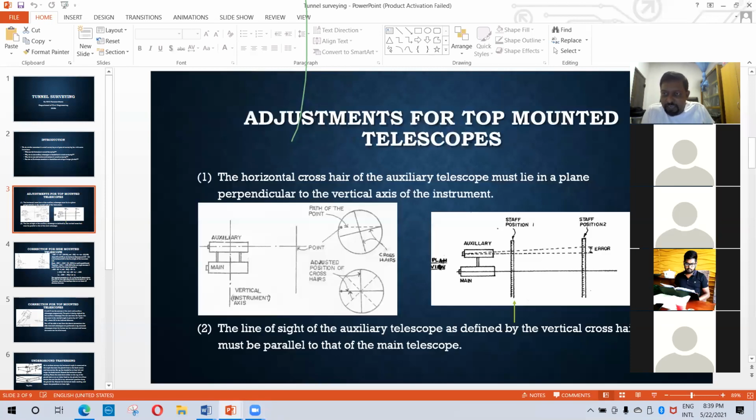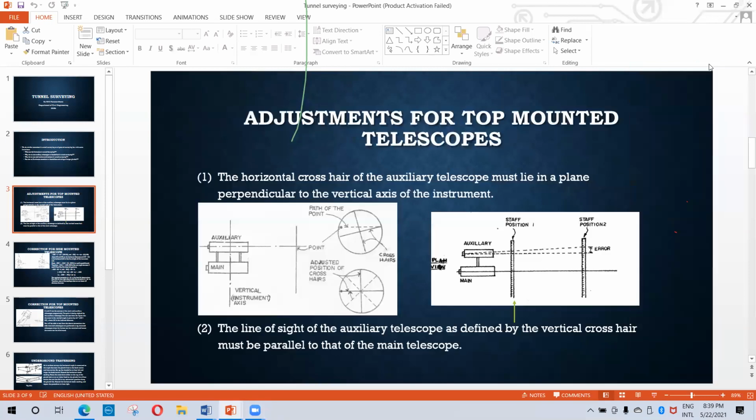Now, we are going to talk about the adjustments for top-mounted telescopes, right? Now there are two types of telescopes. If you go through your book, top-mounted and side-mounted telescopes are there.